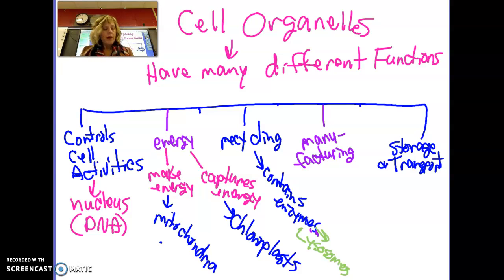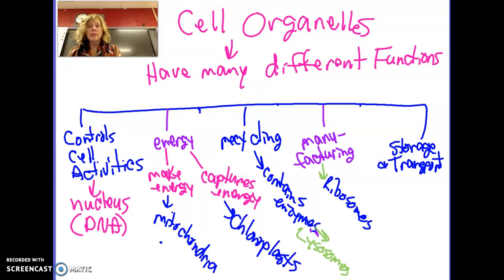And then manufacturing, the main organelle that manufactures things is the ribosomes. So ribosomes make proteins. And obviously that's really, really important because we're made of mostly proteins. So the fact that proteins are made and used in different areas of the cell, this is a really important job for the cell.